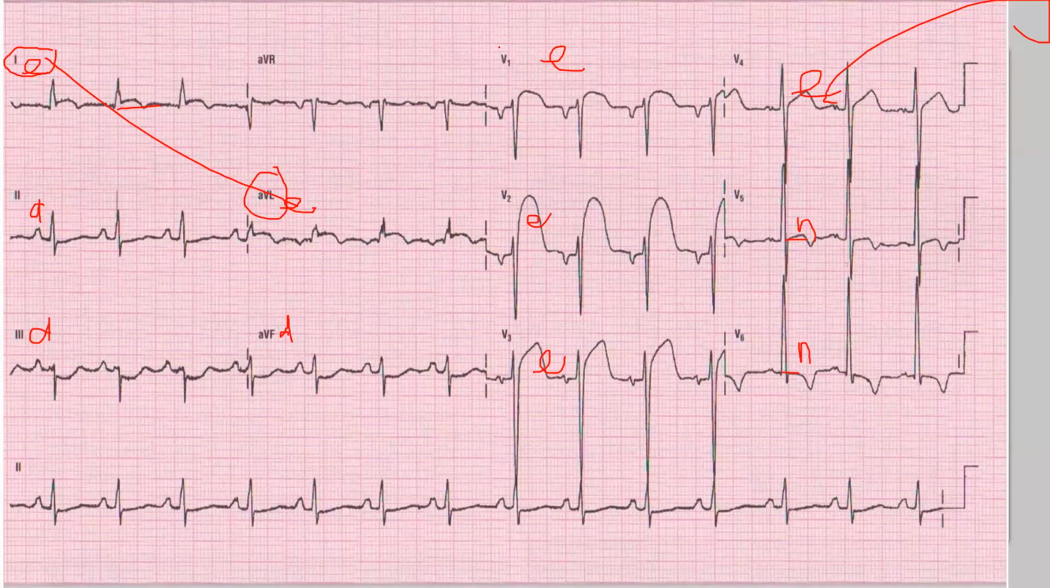And we have ST elevations in V1 and V2, that's septal. Good, 100% of you got that. And V3 and V4 is anterior, and 83% of you got that correctly. Okay, and let's move on to the next one, unless you have any questions.